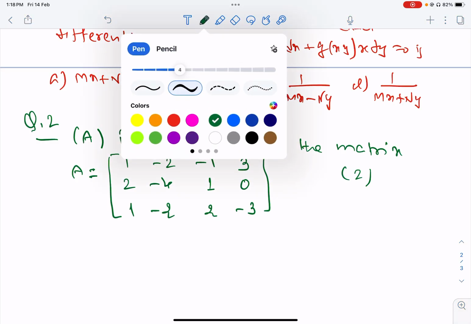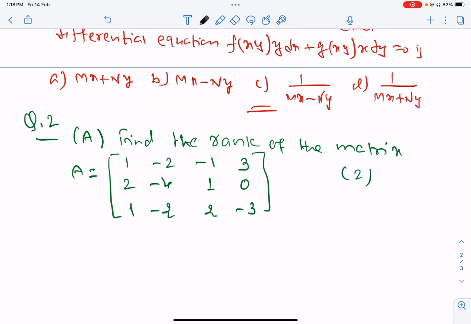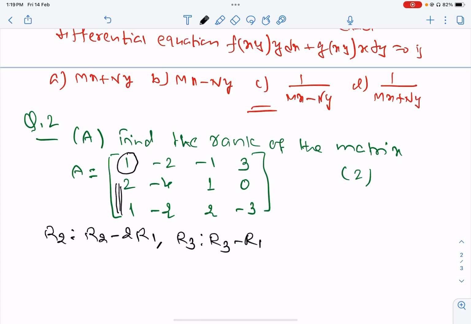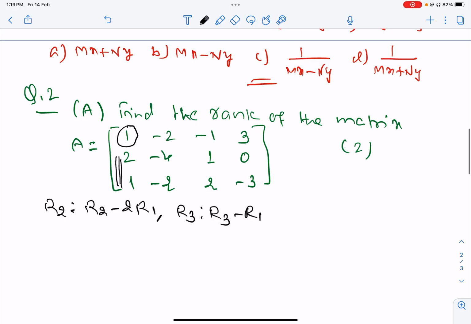Now here we need to convert this matrix into row echelon form. So here we are having leading 1. We should make these two entries to be 0. So we do the elementary row operations: in R2, R2 minus 2R1, because 2 is here, 1 is here. And in R3, it is R3 minus R1, because 1 and 1 is here, so just subtract.